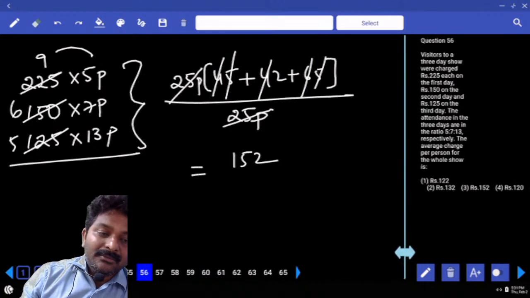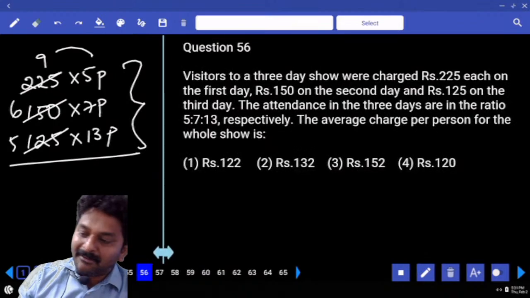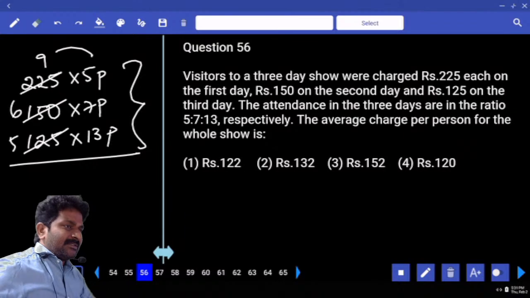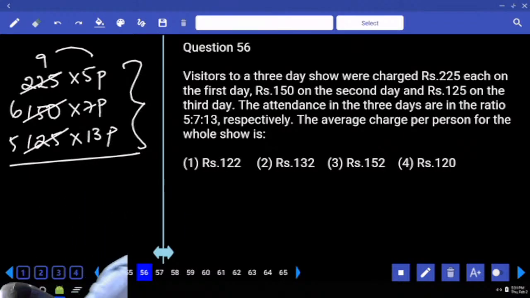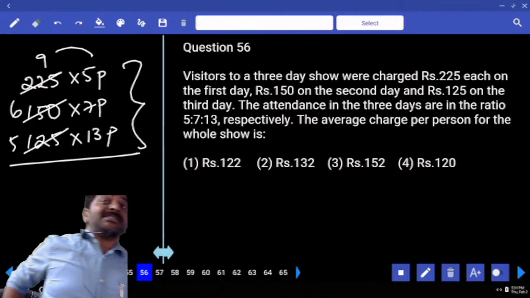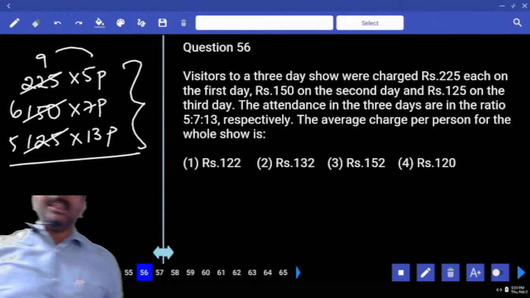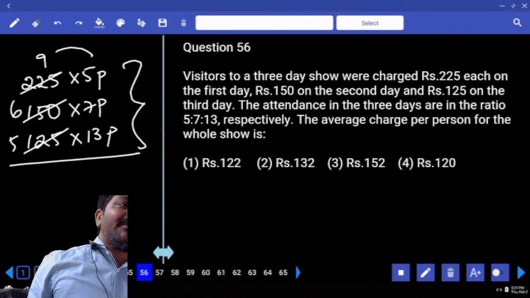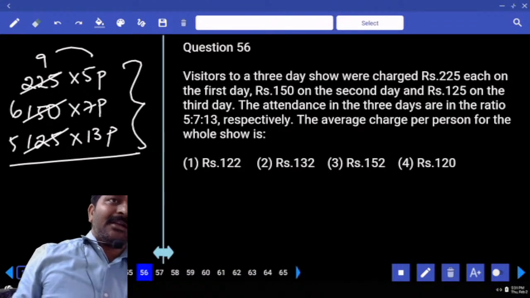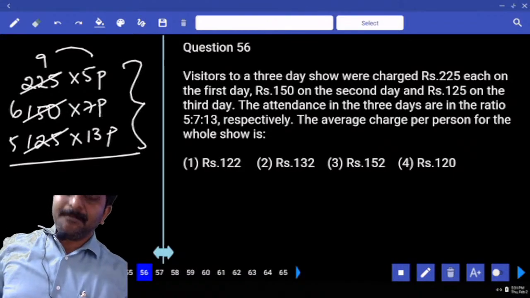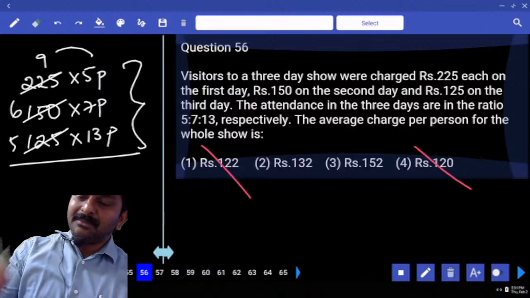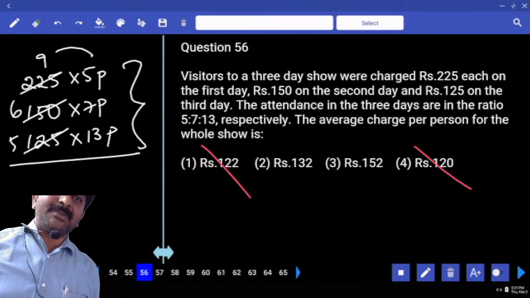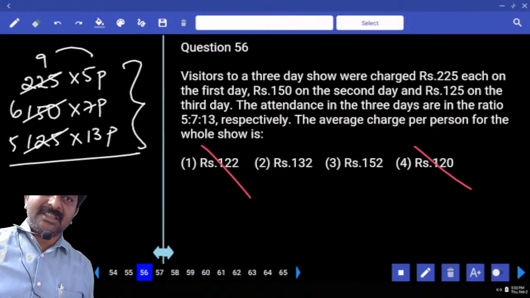So now, without doing this, how to calculate the average? Look at this. The average for any numbers must be more than the smallest number and must be less than the largest number. What is the smallest number among the given numbers? 125. The average must definitely be more than that. First and fourth eliminated. What is the highest number? 225. The average must be less than that. 2 options are there, correct?